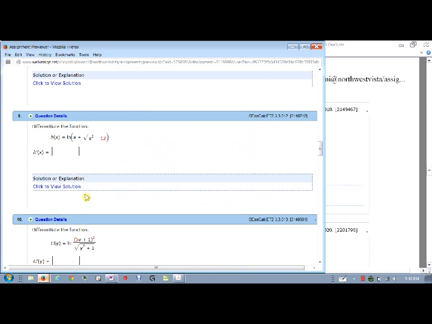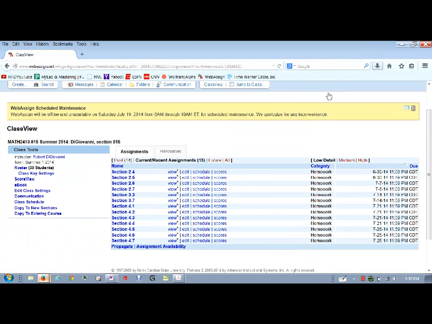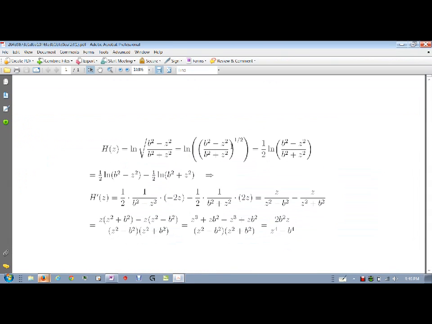Let's see. Number 13. That's it right here. They did get a common denominator. Also, they did something weird here. I have negative z over b squared minus z squared. They moved the negative to the bottom. So it becomes a positive z, and instead of b squared minus z squared, I now have z squared minus b squared. That's just the way they did it. So they get a common denominator here, put things together, and it all turns out to be that. I'll just let you look at that there so you can see what they did.